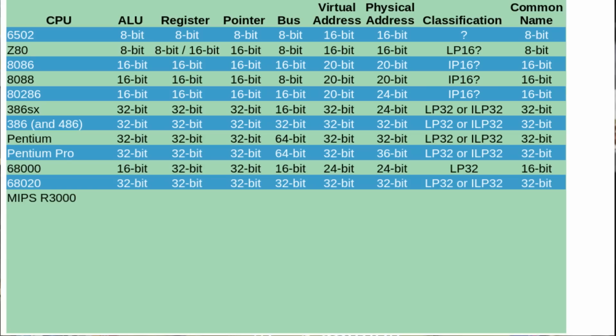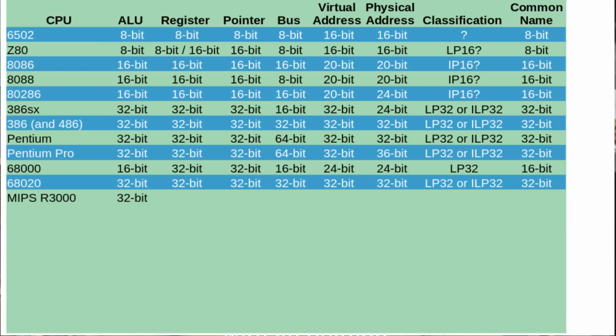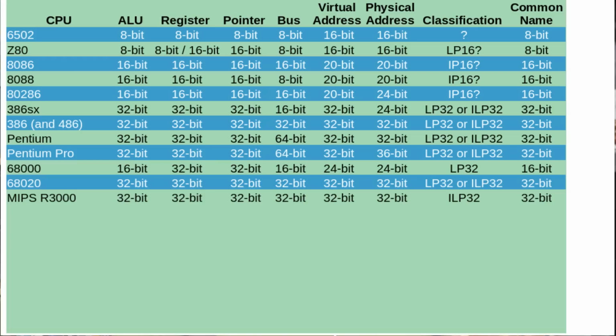MIPS R3000. Now, variations of the R3000 were used in a wide variety of disparate platforms, from early workstations running Unix-like operating systems from SGI and DEC, all the way to the original PlayStation. Got a lot of mileage out of that CPU architecture. 32-bit ALU, 32-bit registers, 32-bit pointers, 32-bit data bus, 32-bit virtual and physical address space, definitely ILP32, 32-bit CPU.